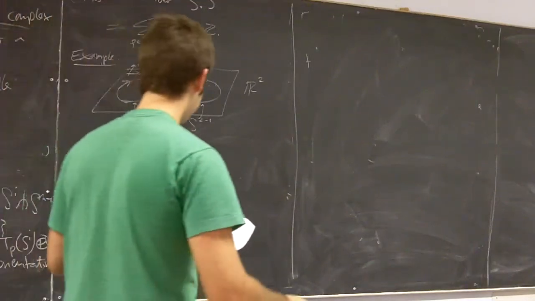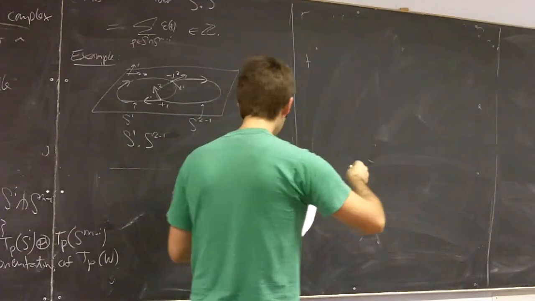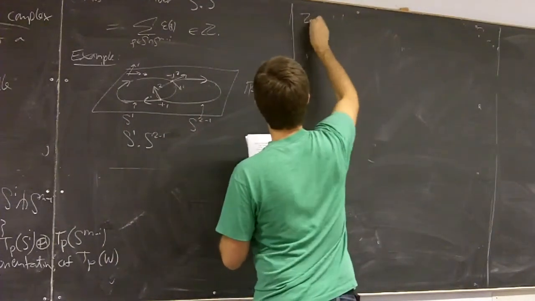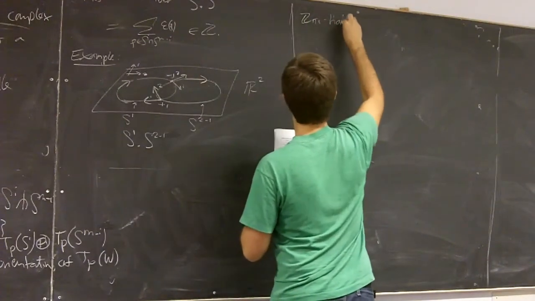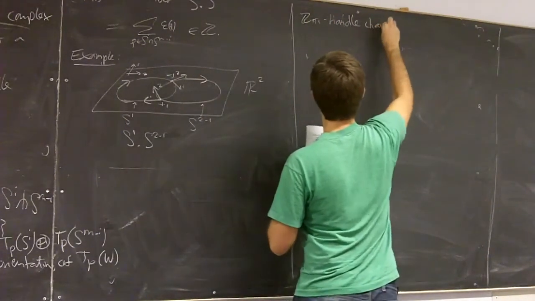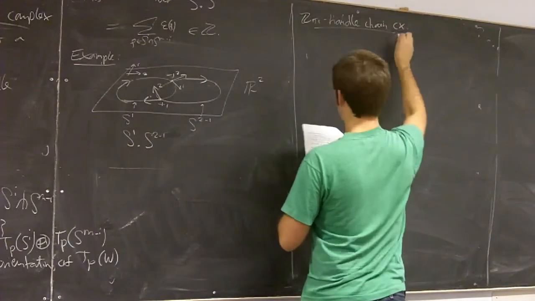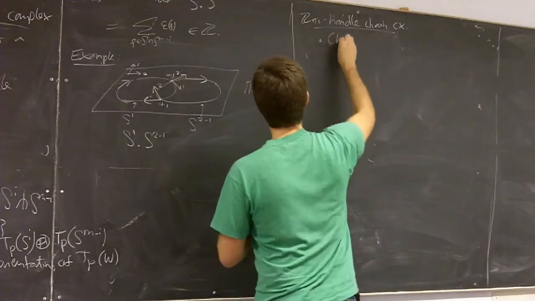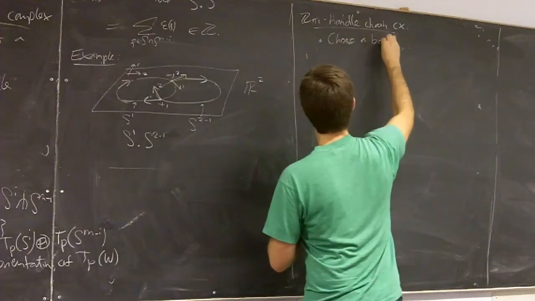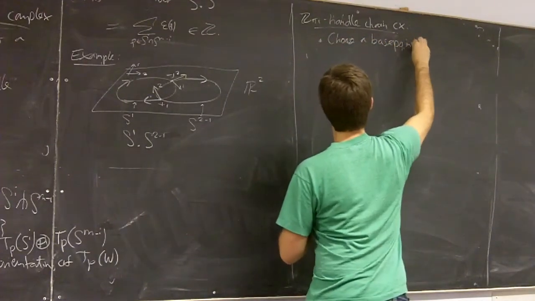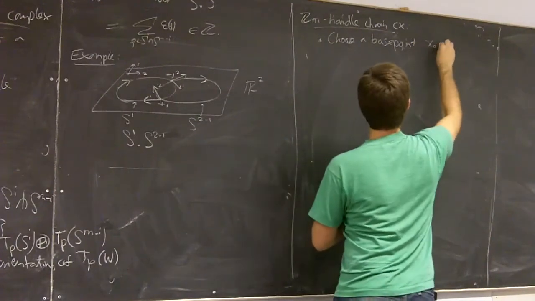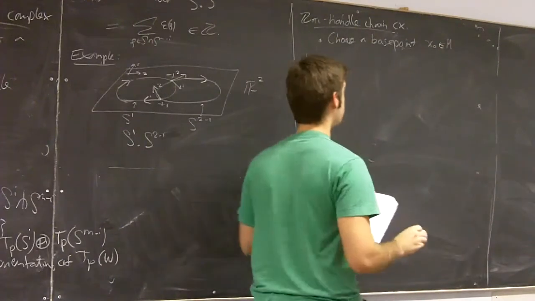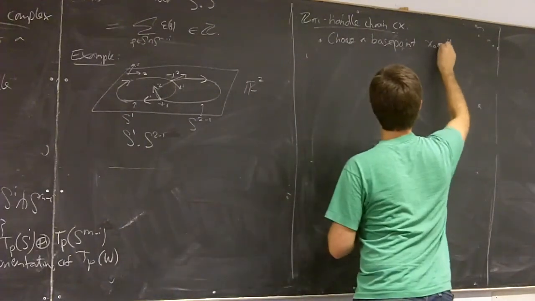So now let me explain how to get the Z pi 1 handle chain complex. So you proceed as follows. You choose a base point, x0 in M, say. The base point can be anywhere. We're assuming this is connected.